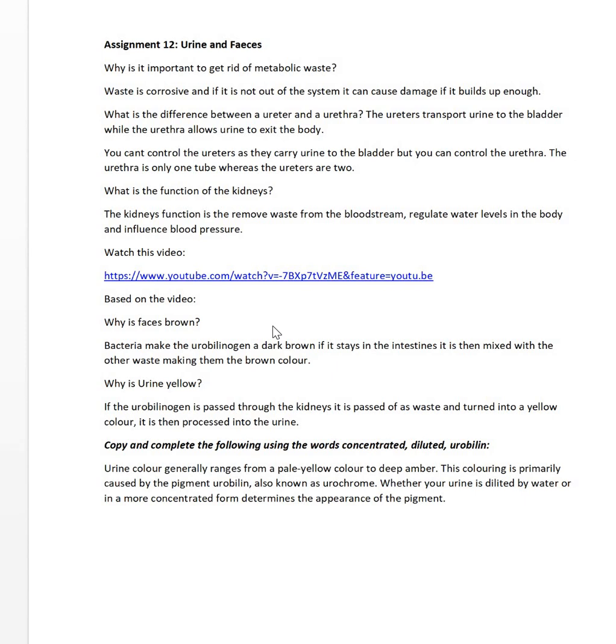Complete the following using the words concentrated, diluted, and urobilin. Urine color generally ranges from a pale yellow color to a deep amber. This coloring is primarily caused by the pigment urobilin, also known as urochrome. Whether your urine is diluted by water or is in a more concentrated form determines the appearance of that pigment, unless you've got that PKU thing, in which case you've got that black urine going on, which is very rare, but totally happens.